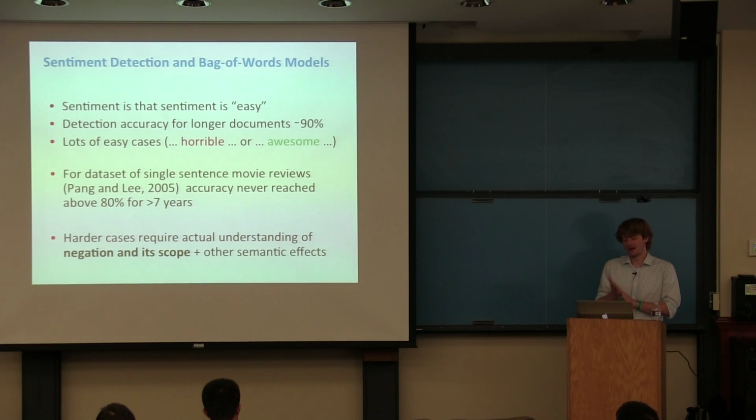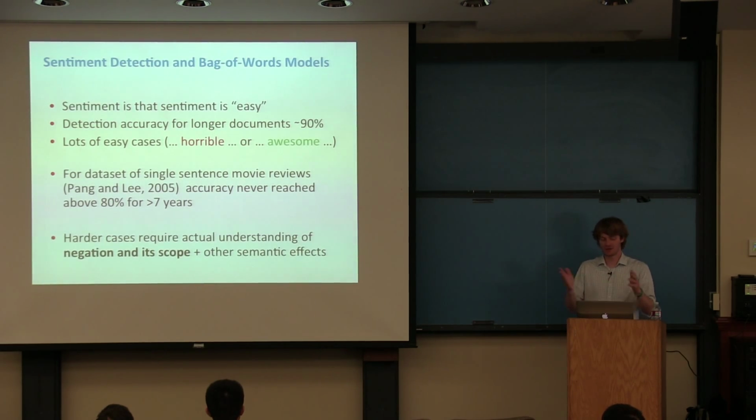That is, however, again, one of these examples where you can get a lot of the way there, right? If you have very long documents, you can get into the 80s, or for some simple cases, even into the low 90s in terms of accuracy, and that is often because there are a lot of very easy cases, right? If you see the word horrible in a movie review, it almost doesn't matter if you have some negation somewhere. If it's not horrible, it's still not going to be a positive movie, right?